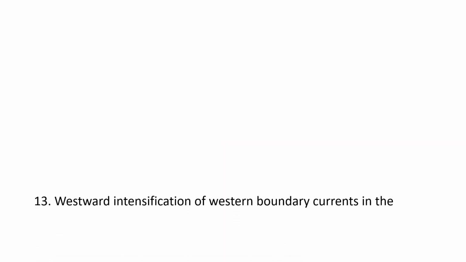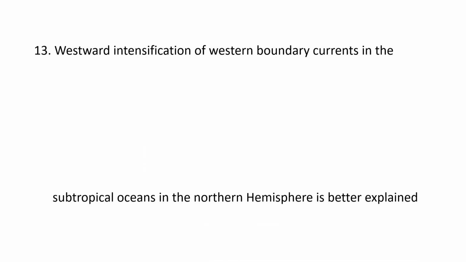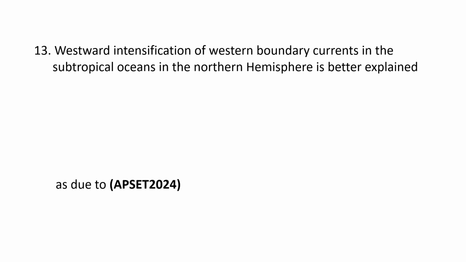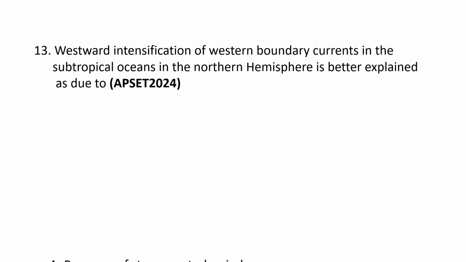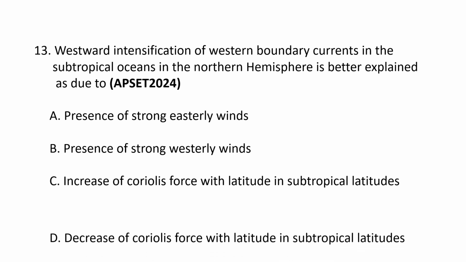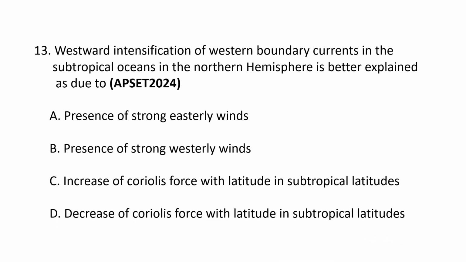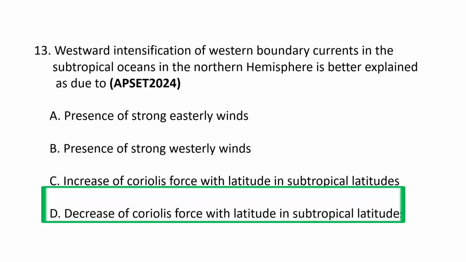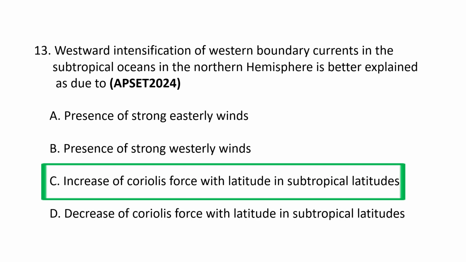Next question. Westward intensification of western boundary currents in the subtropical oceans in the northern hemisphere is better explained as due to A. Presence of strong easterly winds, B. Presence of strong westerly winds, and C. Increase of Coriolis force with latitude in subtropical latitudes, and D. Decrease of Coriolis force with latitude in subtropical latitude.